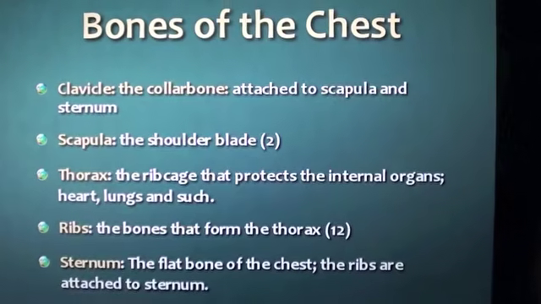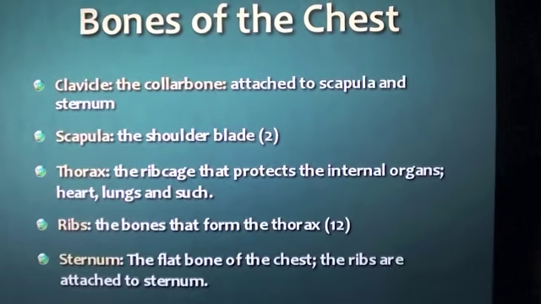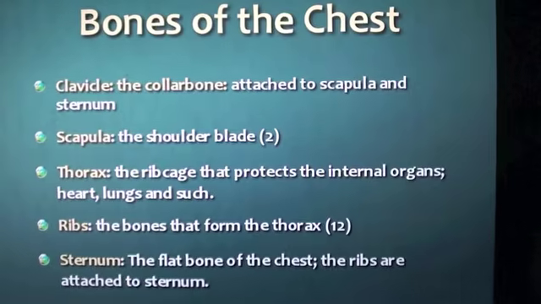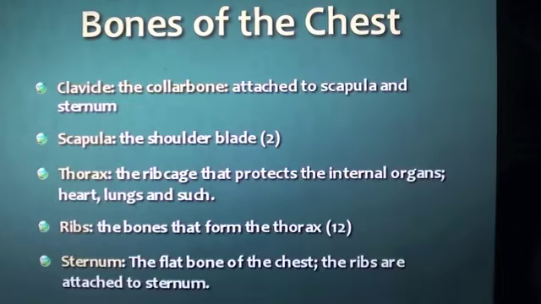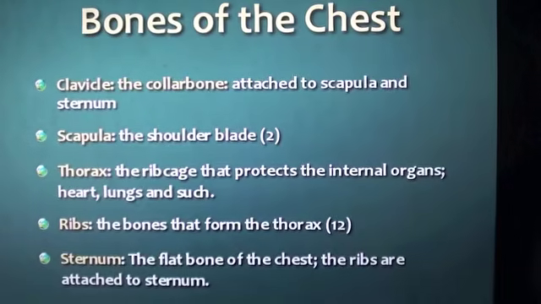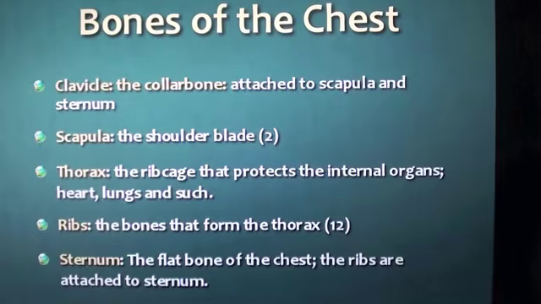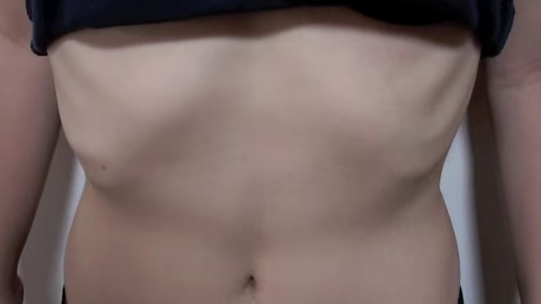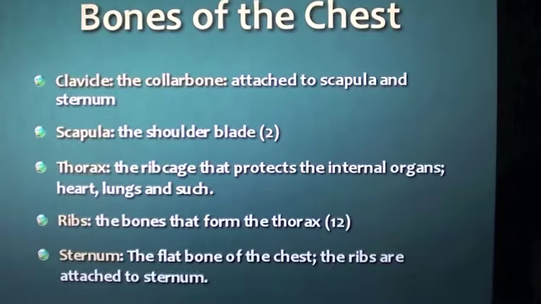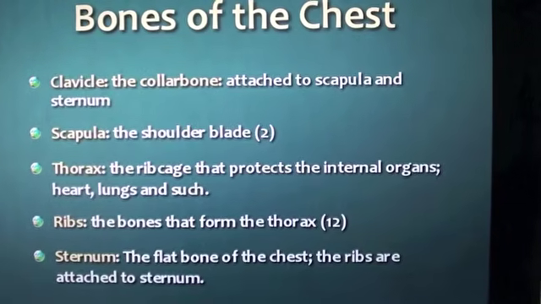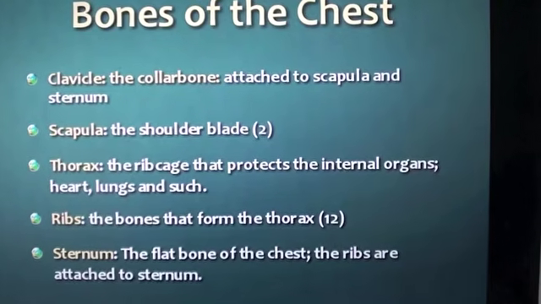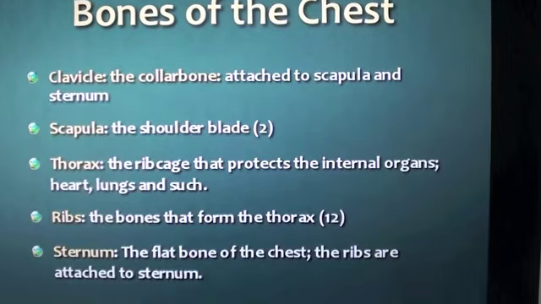Bones of the chest. Clavicle, the collarbone attached to the scapula and sternum. Scapula, the shoulder blade. Thorax, the rib cage that protects the internal organs, heart, lungs, and such. Ribs, the bones that form the thorax. Sternum, the flat bone of the chest. The ribs are attached to the sternum.